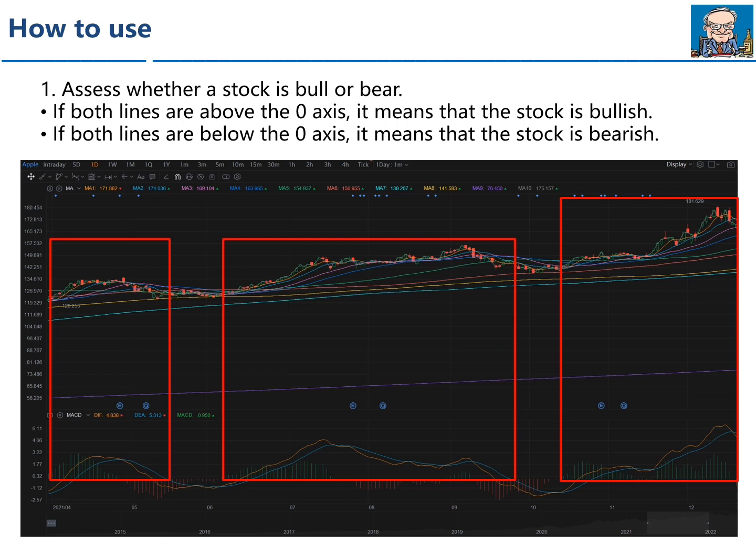Number 1. Assess whether a stock is bull or bear. If both lines are above the zero axis, it means that the stock is bullish. If both lines are below the zero axis, it means that the stock is bearish.